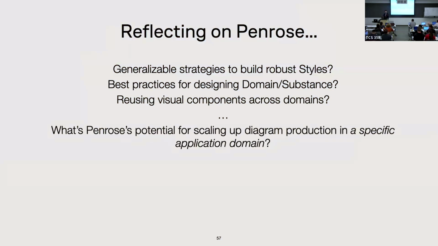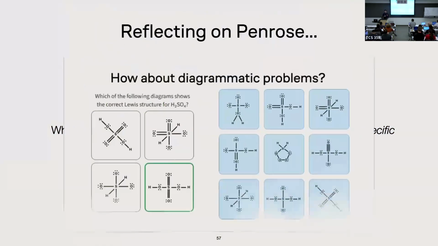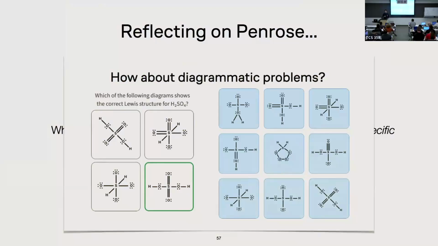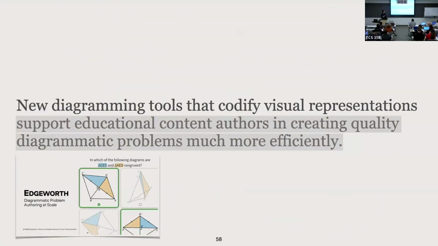But what we'll attempt to answer today is this question: what is Penrose's potential for scaling up diagram production for a specific application domain? You might ask, which domain? Remember this. Let's talk about diagrammatic problems. So next, we will zoom into one specific use case of this idea of codifying visual representation, and talk about using this codification to generate diagrammatic problems for educational content authors.